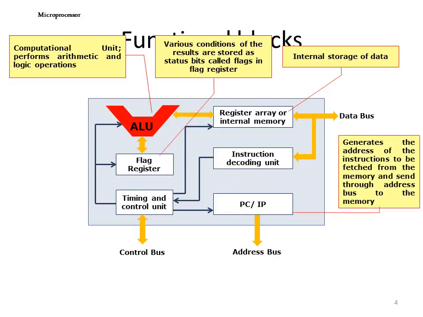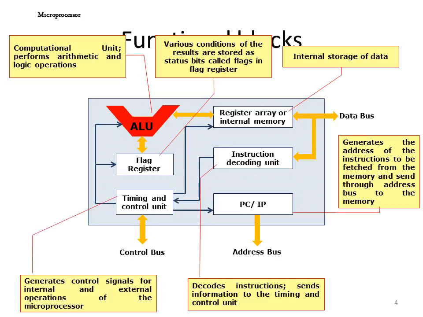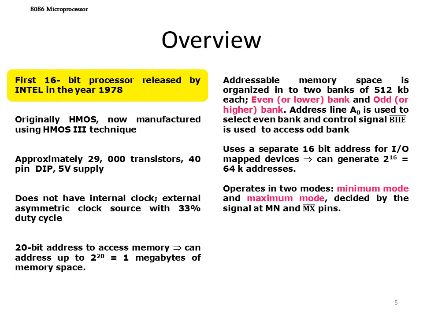The program counter generates the address of the next instruction to be fetched from the memory and sends it through the address bus to the memory. And the instruction decoding unit decodes instructions and sends information to the timing and control unit. The timing and control unit generates control signals for internal and external operations of the processor.